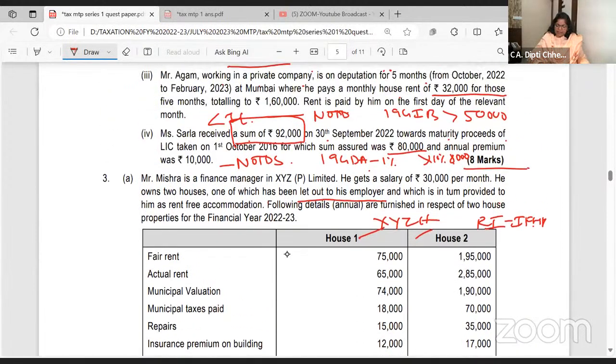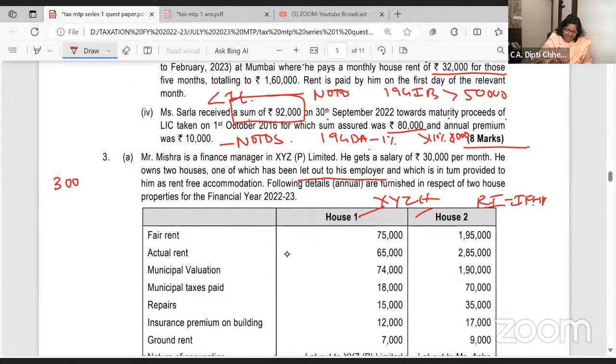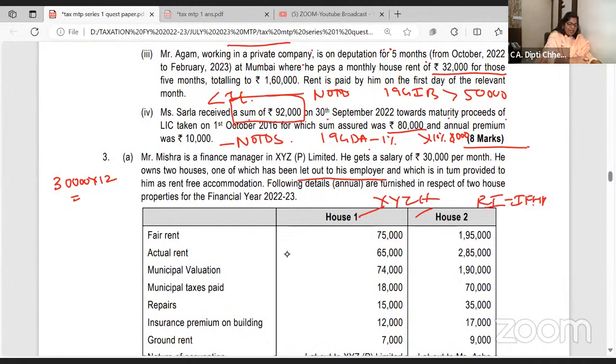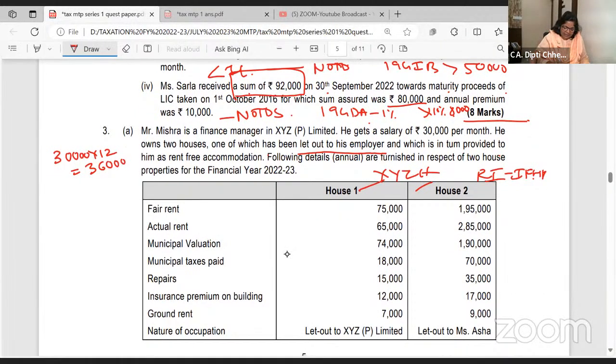Right. Can we do this again orally here because it's very simple? This time I'll not make a mistake. I'll take salary for 12 months because he is not retiring. I'm reminded of one more thing: many times employees are working for 12 months and they say gratuity is received, pension is received. If you're working and receiving gratuity and all, it will be fully taxable. Okay? So what is your salary?